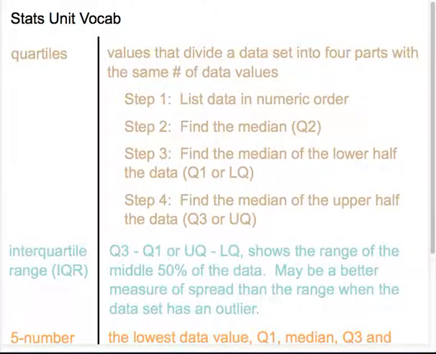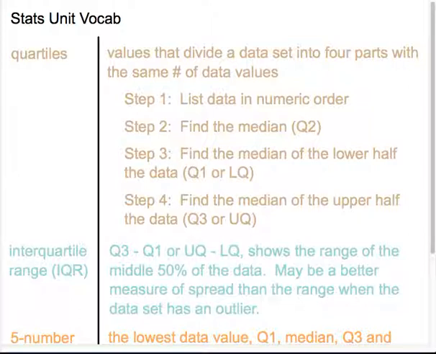So our last video of the year is Boxplots. We're going to start again with a bunch of vocab. So our first vocab word is quartiles. And what quartiles do is divide the data set into 4 equal parts. And what that means is that each part of the data set has the same number of values.